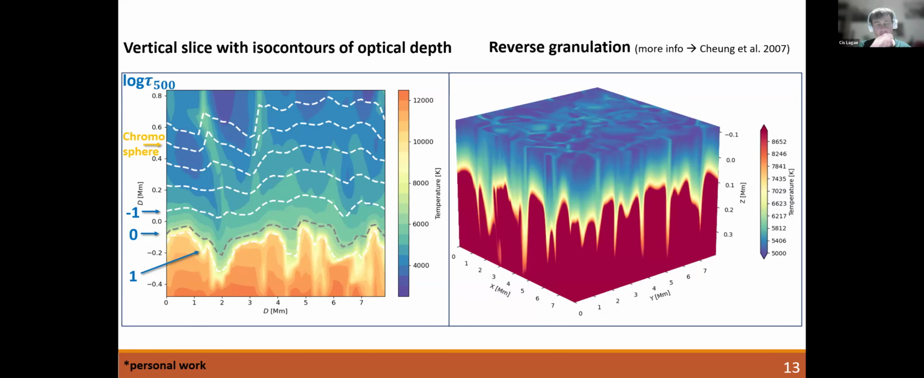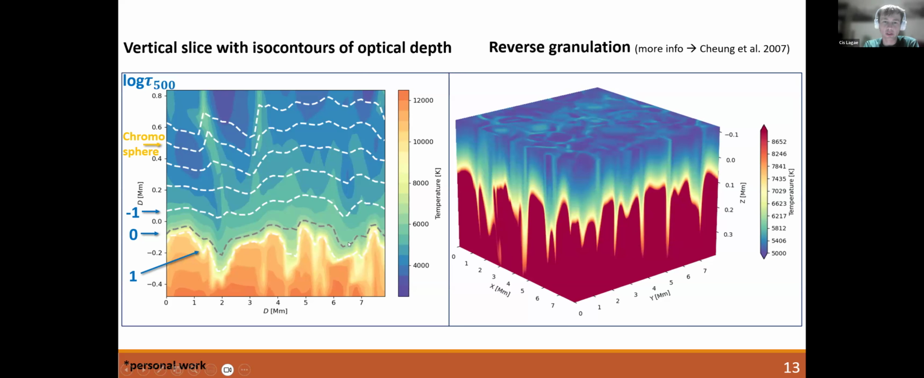Besides that, I've plotted the isoconvergent optical depth, which gives you an idea of the boundary between optically thick and thin, especially where I put 0 in the gray dashed line. This is the photosphere for 500 nanometers. So this is where the continuum at 500 nanometers forms in the sun. And you see that above granules, the continuum forms a bit higher, and in the lanes it forms a bit deeper in the star.